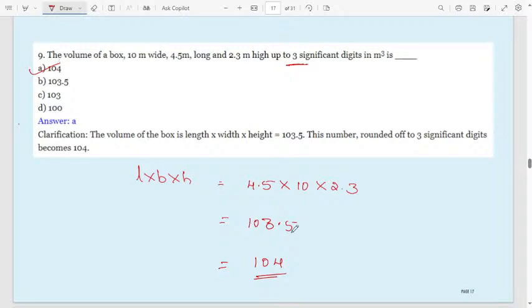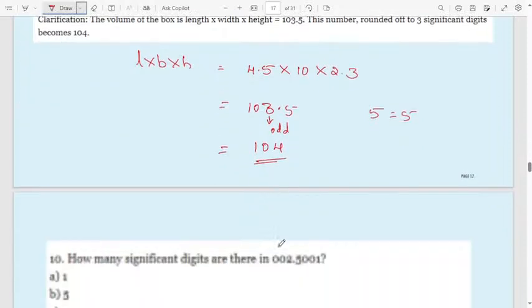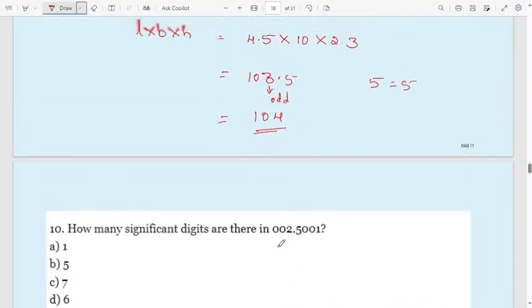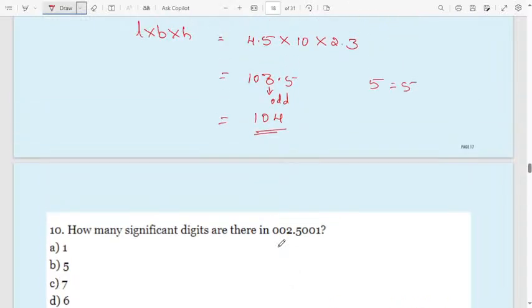Here is how I wrote 104: this one is odd, and the next number is 5. If the digit is odd, then you move to the next number, 104. If the number is even, then you write the same number. That's why I am stressing the rules once again. I took almost half an hour to explain the rules yesterday, then today 10 minutes, because if you know the rules, you can answer the question. Otherwise you will get confused. One minute, I will check the volume.